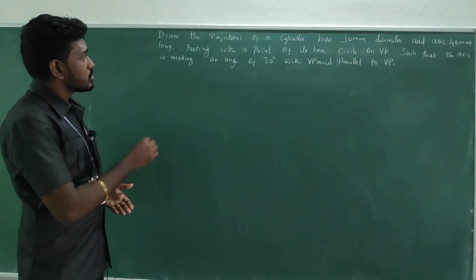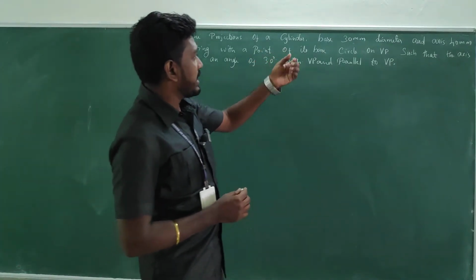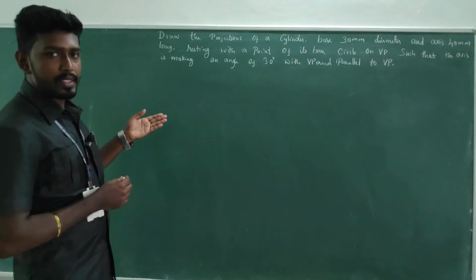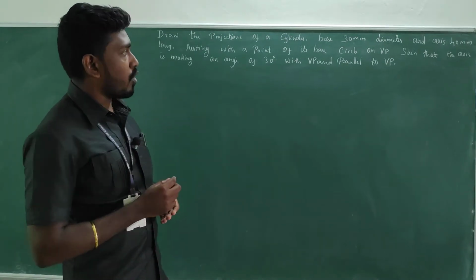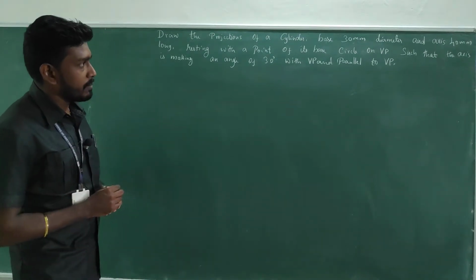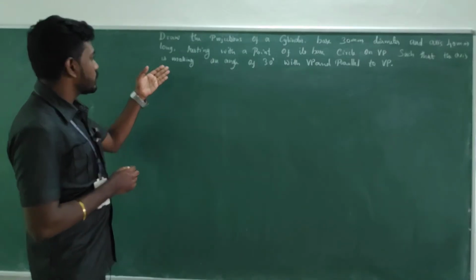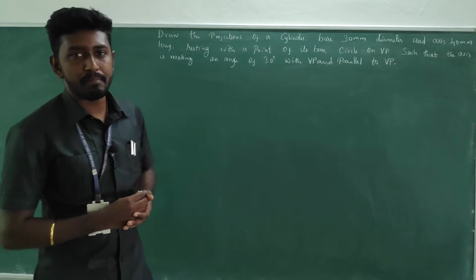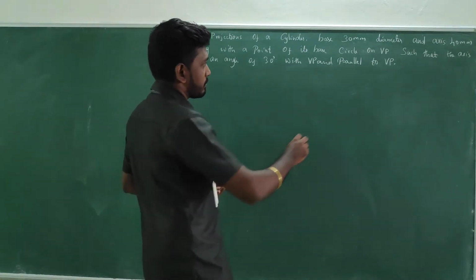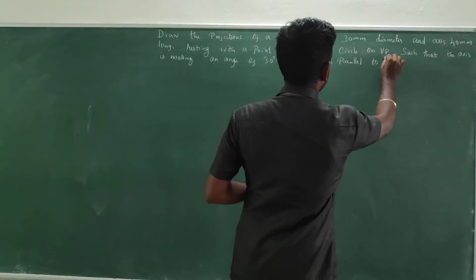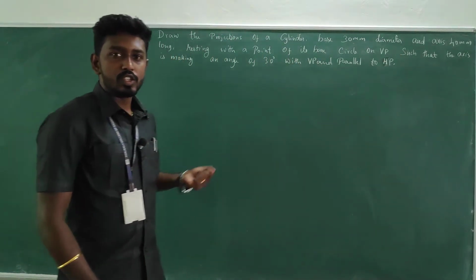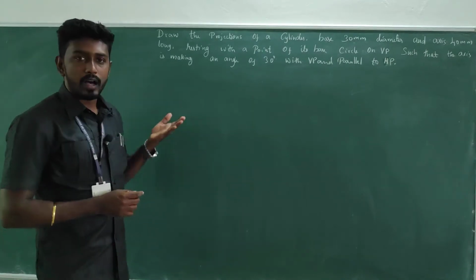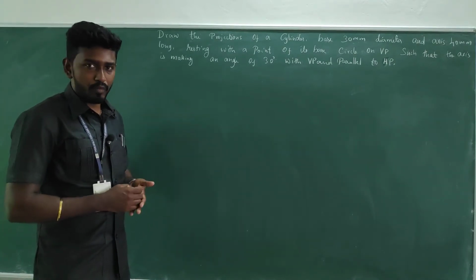Draw the projection of a cylinder, base 30 mm diameter and axis 40 mm long, resting with a point of its base circle on VP such that the axis is making an angle of 30 degrees with VP and parallel to HP. So this is the given question for us. From this we are going to draw the final front view and final top view.